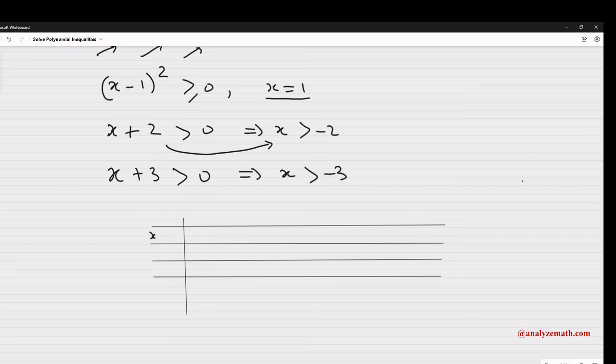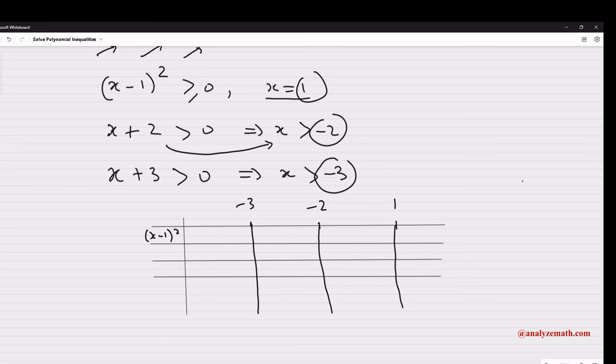We start with x minus 1 power 2, the first factor. Now we first put the zeros: negative 3, negative 2, and then 1 here, from the smallest on the left to the largest. Now we go back to our factor. So x minus 1 power 2 is always positive everywhere, except when x equals 1, where it is 0. So we put a 0 here when x equals 1.